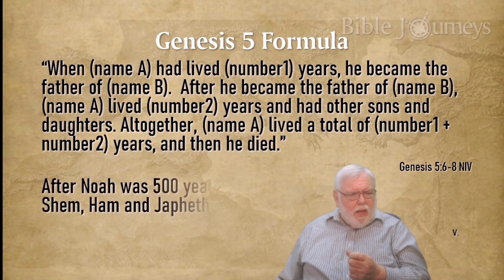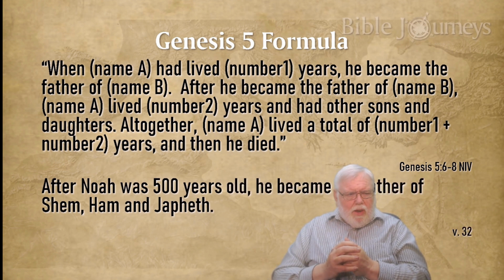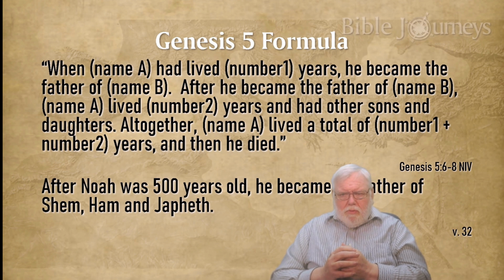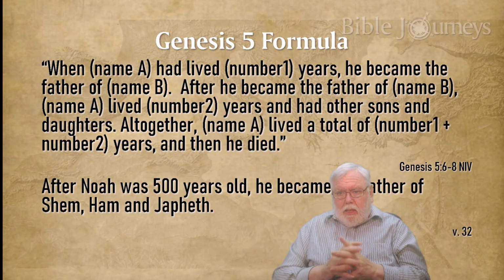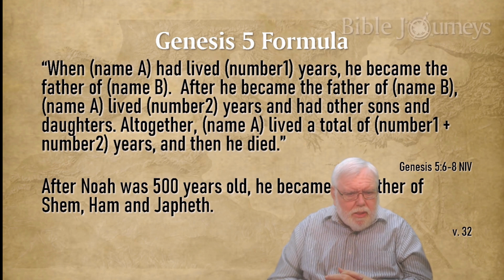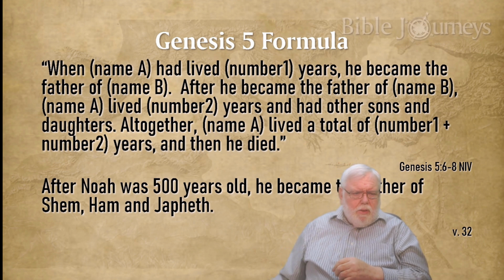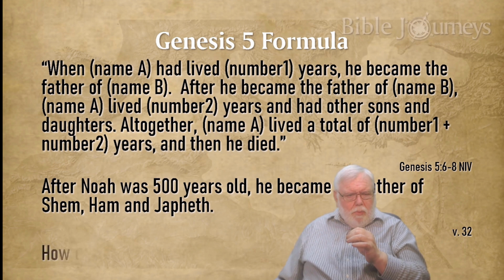But here's the interesting thing. After Noah was 500 years old, he became the father of Shem, Ham, and Japheth. So he doesn't live a certain number of years and have a son and then live a certain number of years afterwards. That's not in this genealogy. Yes, he does live afterwards, but there's some very unusual things about this. And the real question we have is, because the line is going to continue, although it's not going to continue exactly the way we expect, with Shem.